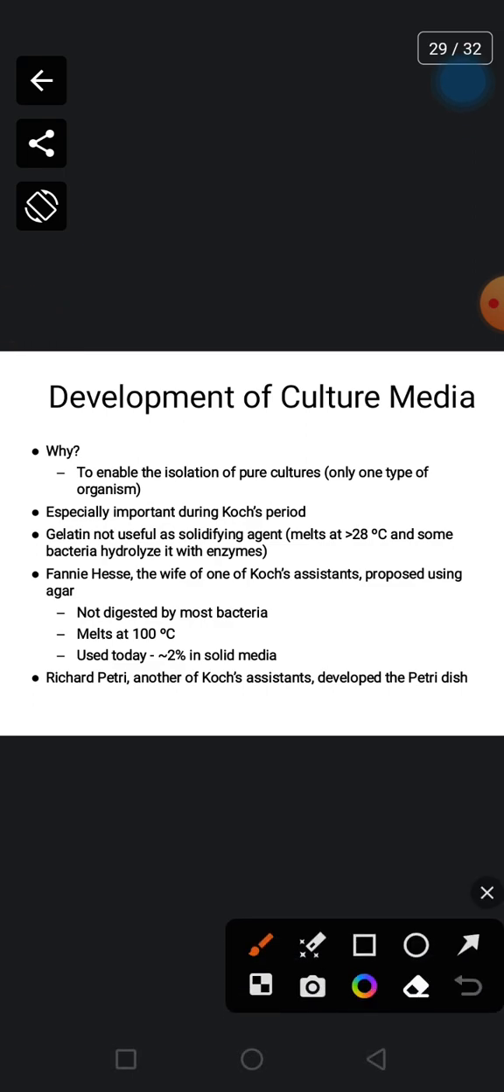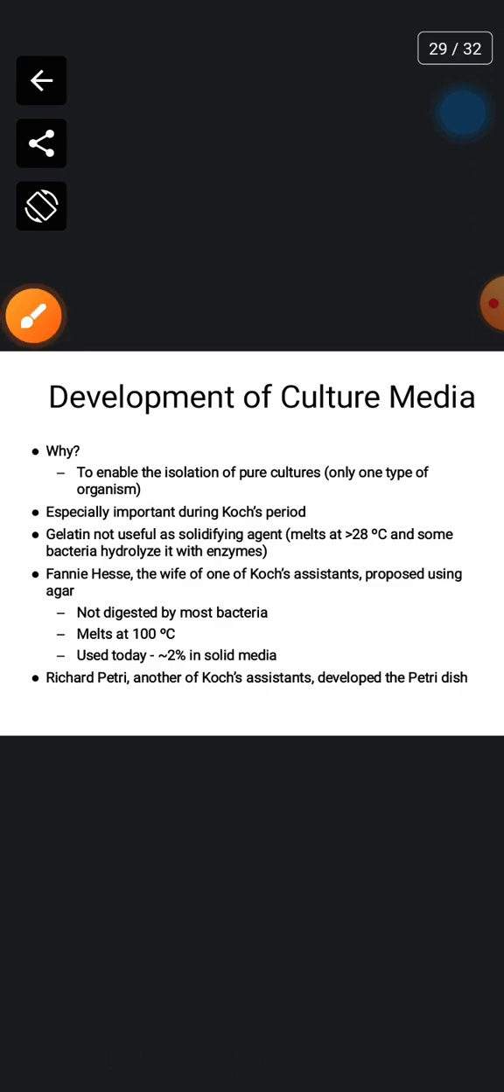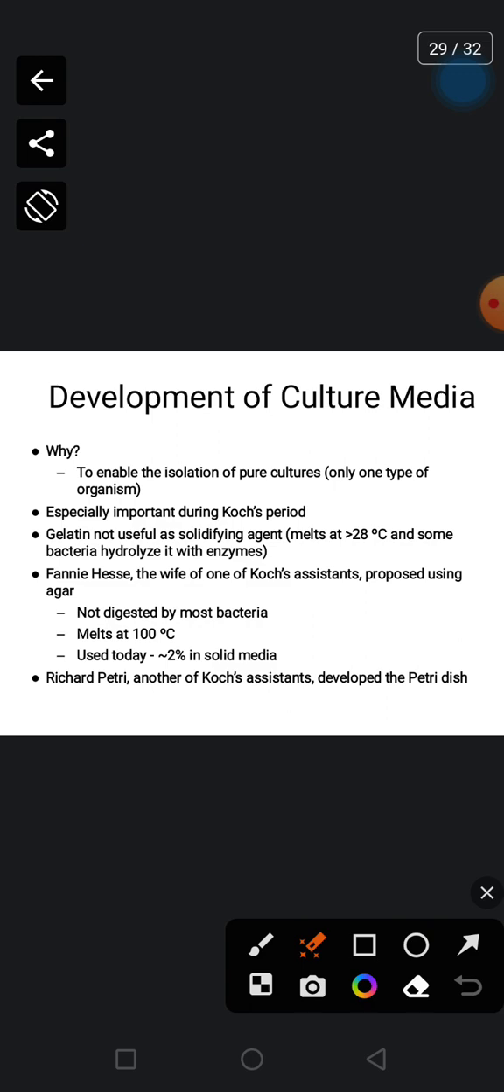Now there is the development of culture media, how we develop culture media. There is a possibility of isolating a pure culture of only one type of organism, especially important during the Koch period. Gelatin cannot be used as a solidifying material. In order to prepare a culture medium we need a solidifier, but we cannot use gelatin because it melts at 28 degrees centigrade or less. Some bacteria can also hydrolyze gelatin by enzyme.